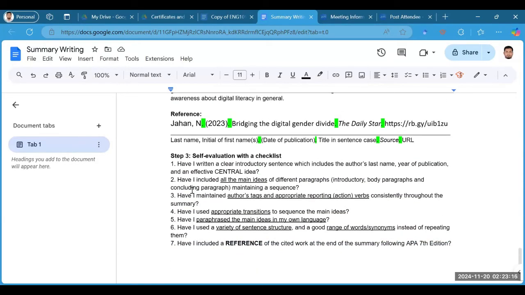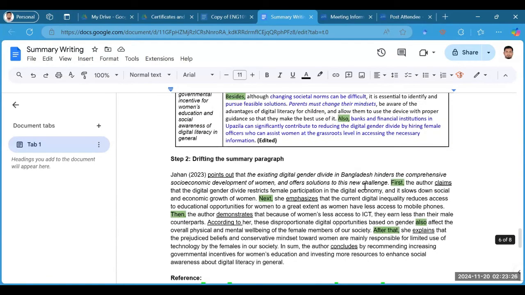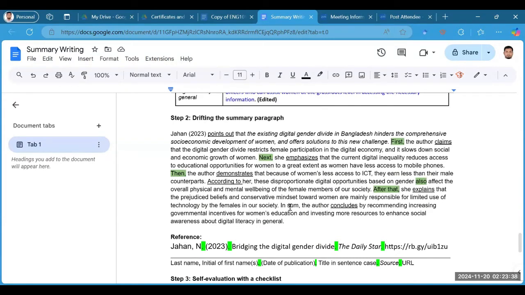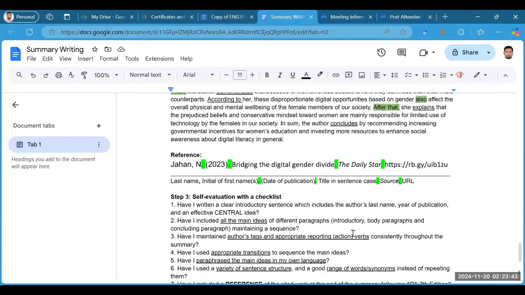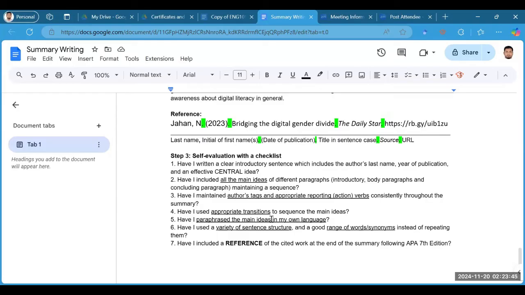All right. The next criteria is, have I maintained author's tags and appropriate reporting or action verbs consistently throughout the summary? Yes, I have used them. You can check the underlined words, which show that I have used author tags. Every time I have written, I am tagging the author. Even the last sentence uses an author tag: the author concludes. So yes, I have maintained that.